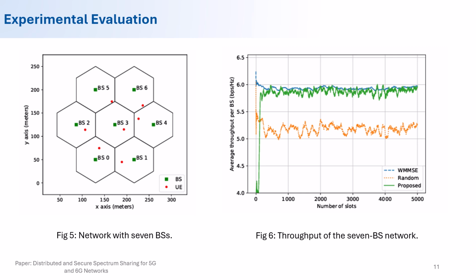Even when the network complexity was increased to seven base stations, the distributed method continued to perform very closely to the centralized optimal solution. This proves that their system scales well and can handle more crowded real world scenarios without losing efficiency.